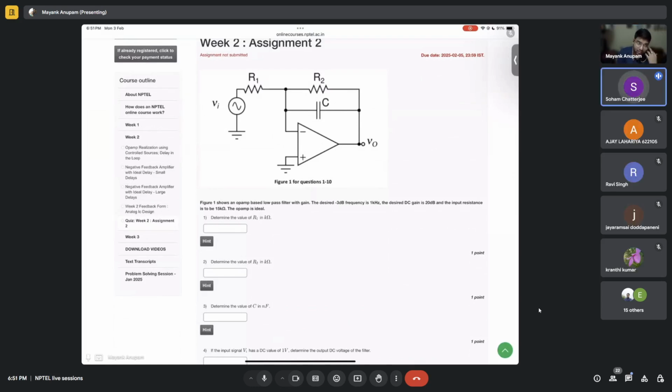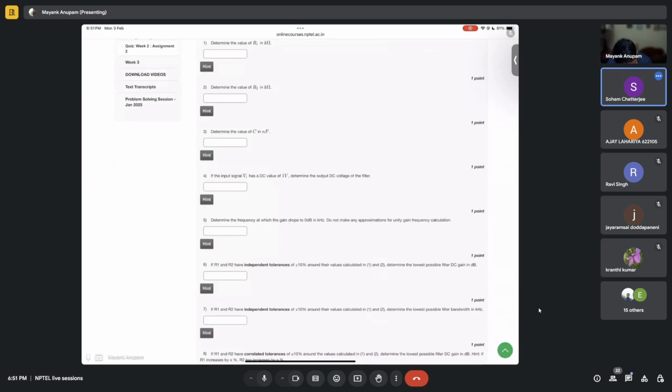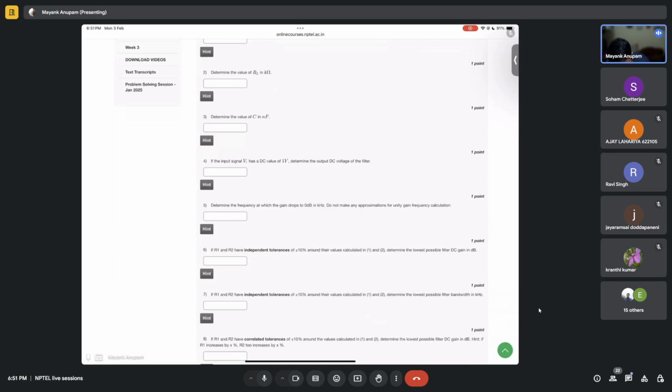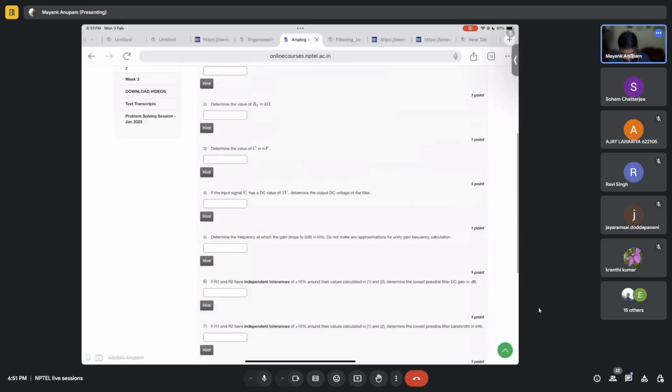I have a doubt regarding the unity gain question. In question number 6, I guess, there was a question regarding unity gain. Where is that? This is question number 5, right? Determine the frequency at which the gain drops to 0 dB, in kilohertz.